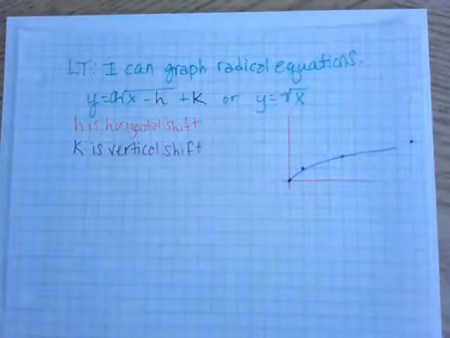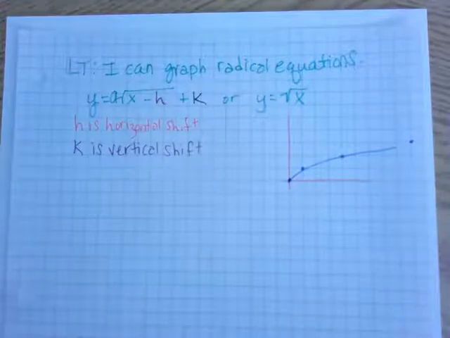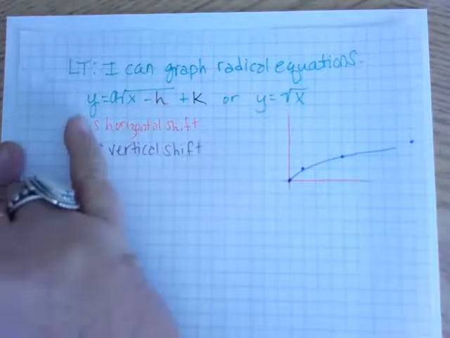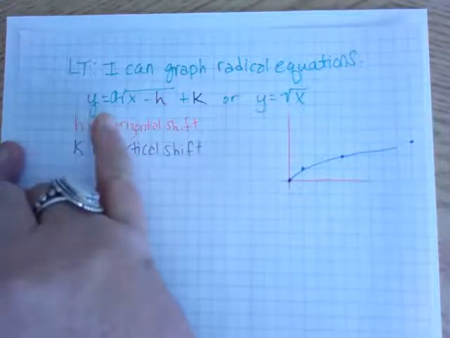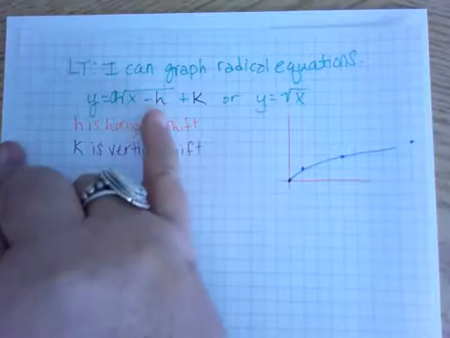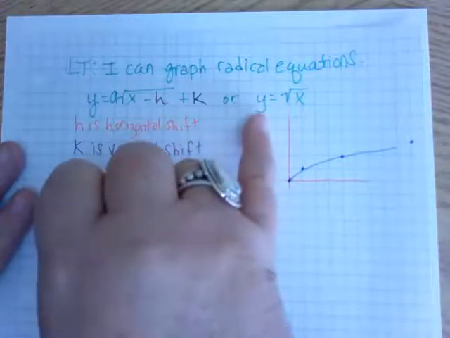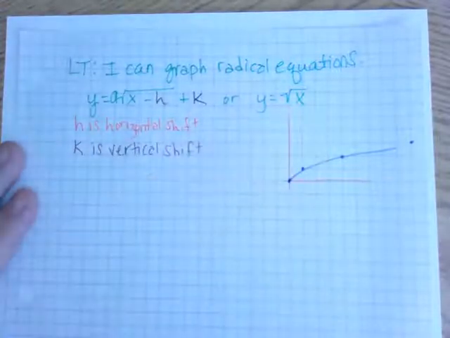Okay, this learning target: I can graph radical equations. I have written out the standard form of the radical equation, y equals a square root the quantity x minus h plus k, or we're more familiar with the parent function of y equals the square root of x.